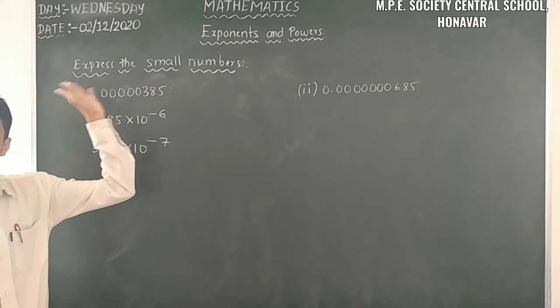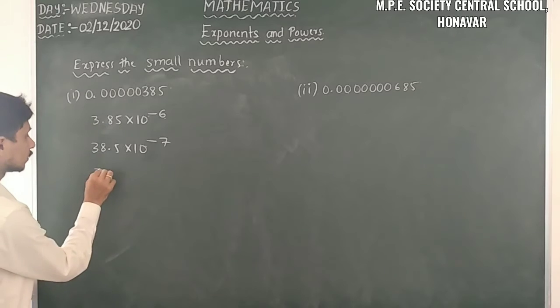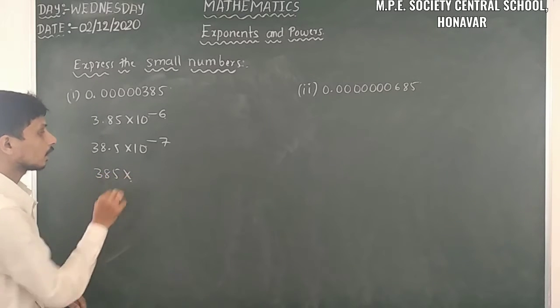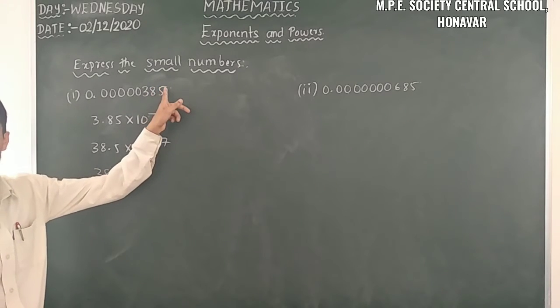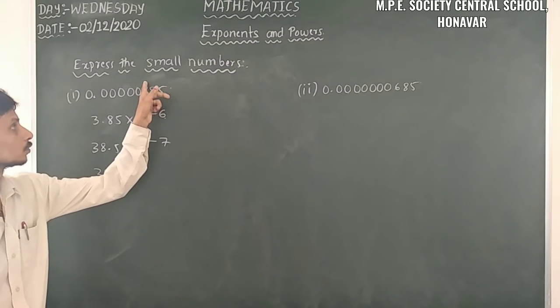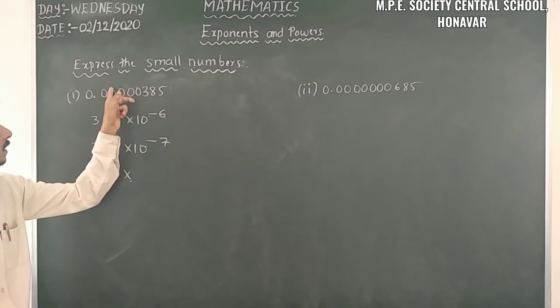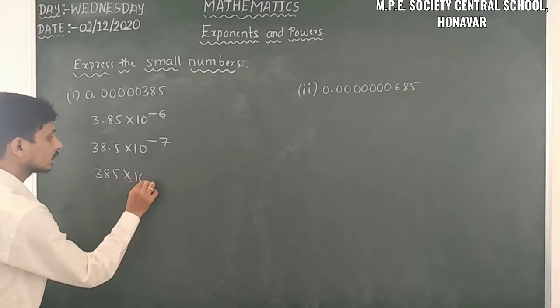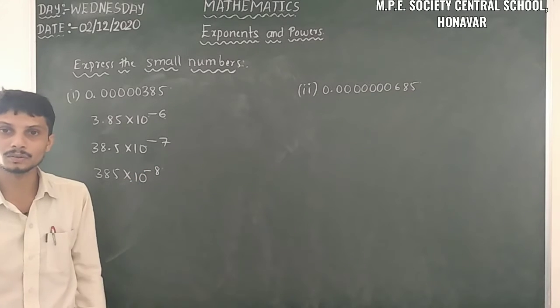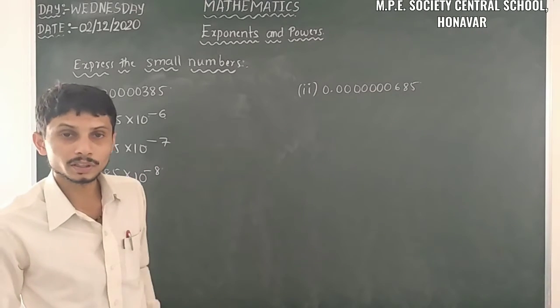If we want the 5 also, we have to take 385. How to take that one? Just observe, from here we have to start: 1, 2, 3, 4, 5, 6, 7, 8. That is 10 raised to minus 8, like that we have to take. So let us move on to the next part.